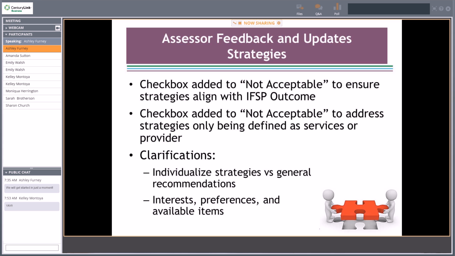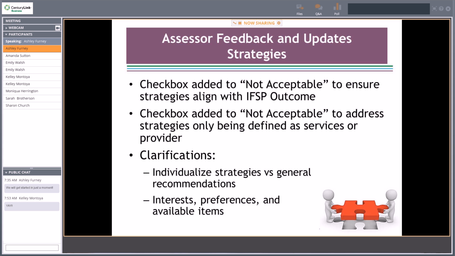So we received that feedback on the difficulty of writing individualized strategies when the provider is just meeting the family for the first time. And we definitely agree that strategies will probably become more individualized as the family spends more time with the provider. But we should be able to make some individualized strategies if we've done a thorough family assessment. And it's also okay to have a mixture, maybe a couple general recommendations that align with the family's priority and the IFSP outcome, in addition to some individualized strategy.